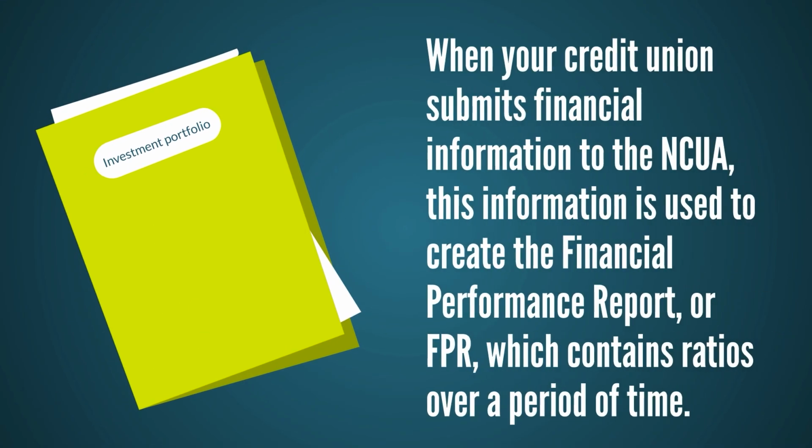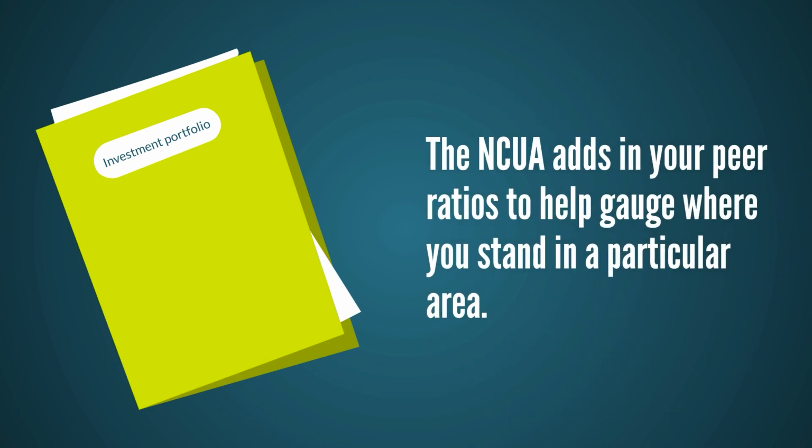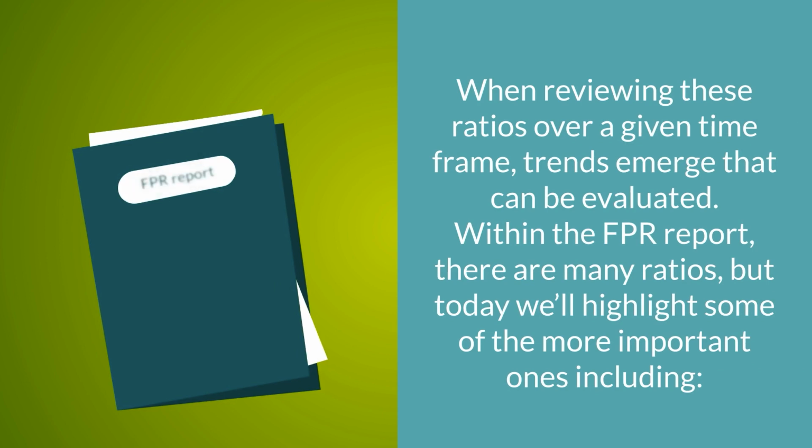When your credit union submits financial information to the NCUA, this information is used to create the Financial Performance Report, or FPR, which contains ratios over a period of time. In addition, the NCUA adds in your peer ratios to help gauge where you stand in a particular area. When reviewing these ratios over a given time frame, trends emerge that can be evaluated.